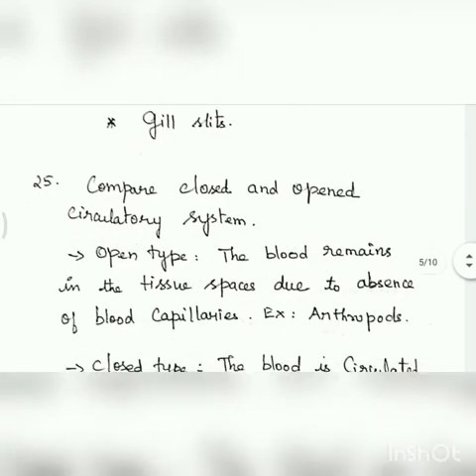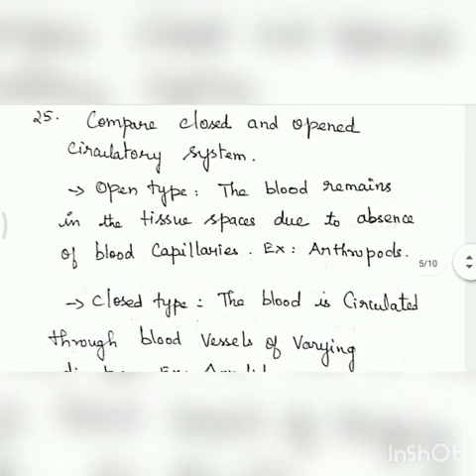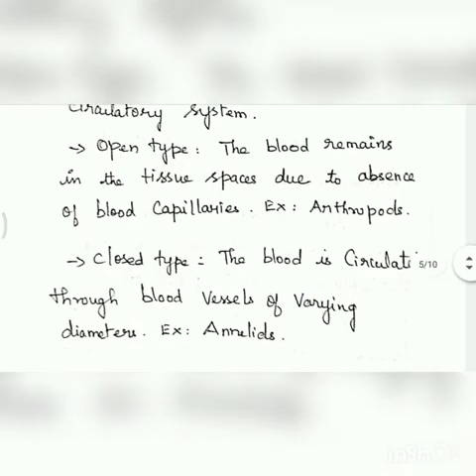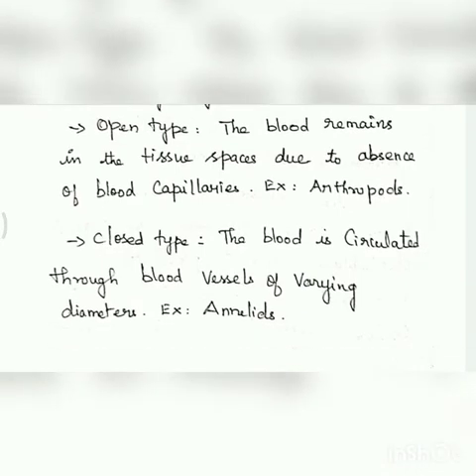25th question. Compare closed and open circulatory system. Already we discussed. Open means the blood remains in the tissue spaces due to the absence of blood capillaries. Closed means the blood is circulated through the blood vessels of varying diameter, that means by arteries, veins and capillaries.